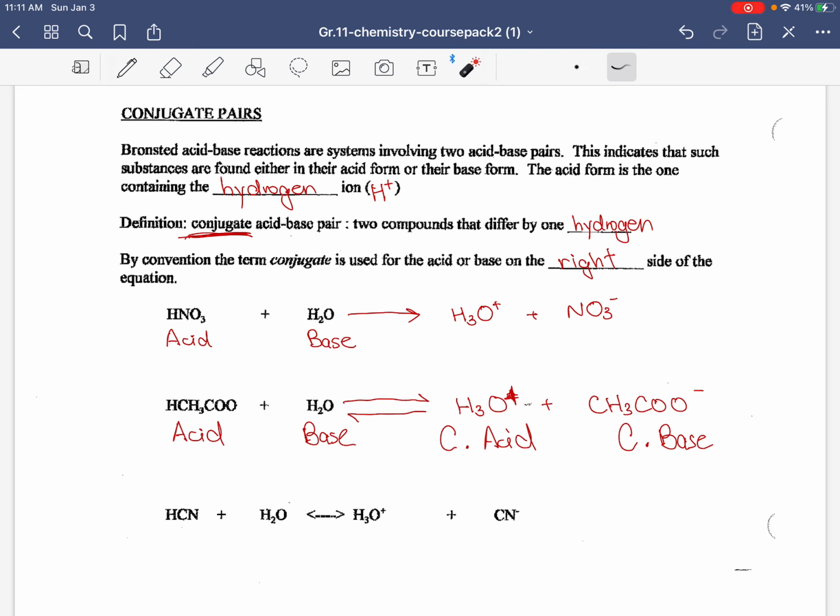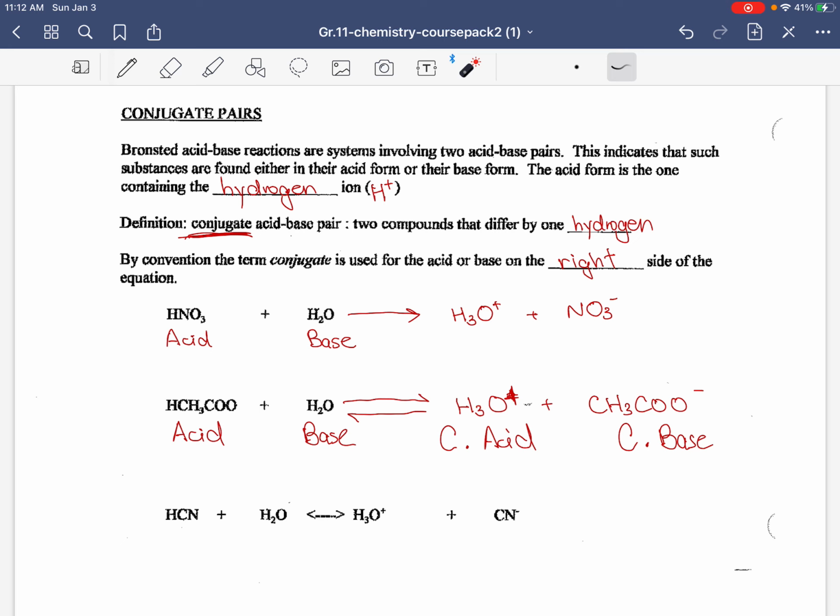What happens to H3O if it goes backward? Well, H3O becomes H2O. To do that, it lost an H. That's a proton donor, if you think about it. That's an acid. Being on the right side, it is a conjugate acid. Okay?